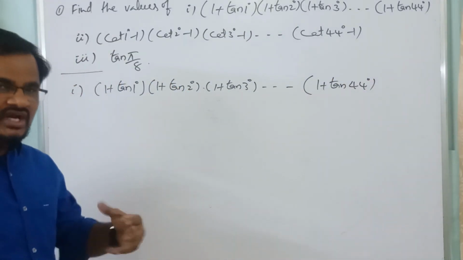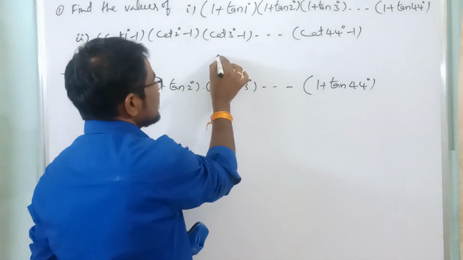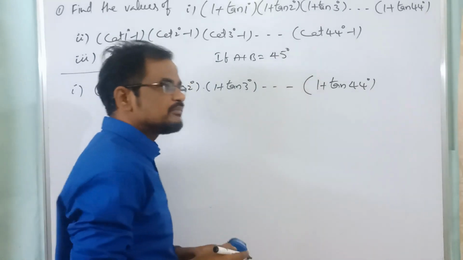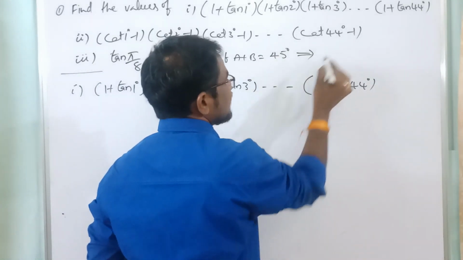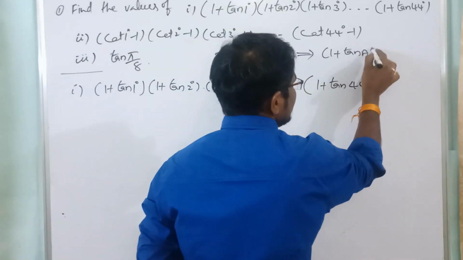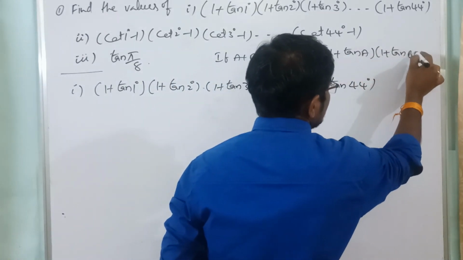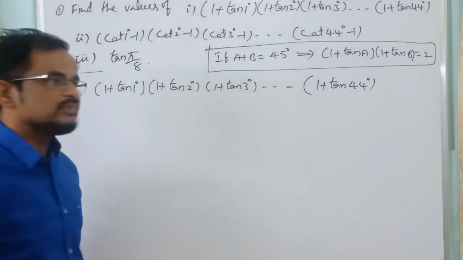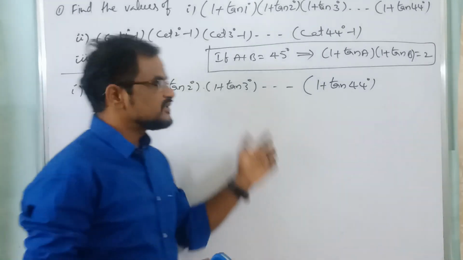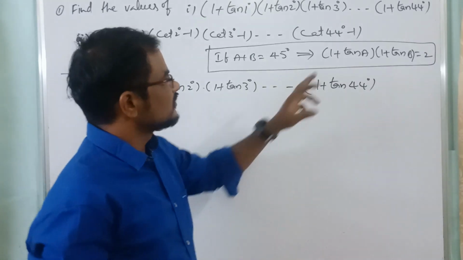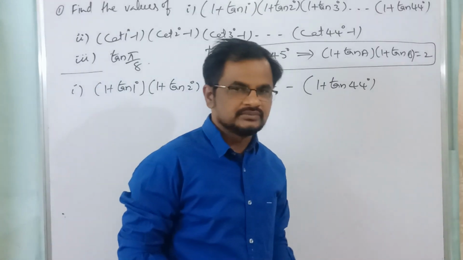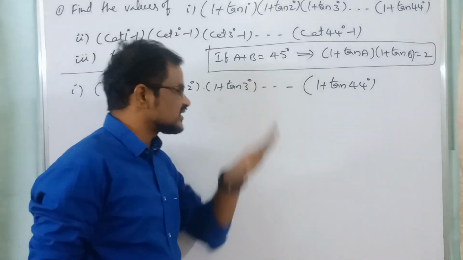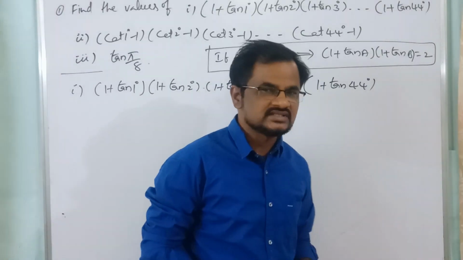So for this, which condition do we have to use? We know that if A plus B equals 45 degrees or pi by 4, what is the condition? 1 plus tan A into 1 plus tan B equals 2. This is our condition, right? A plus B equal to pi by 4 or A plus B equal to 45, 1 plus tan A, 1 plus tan B equals 2. So here they have given 1 plus tan 1 degree, 1 plus tan 2 degrees, 1 plus tan 3 degrees, and so on, 1 plus tan 44 degrees.